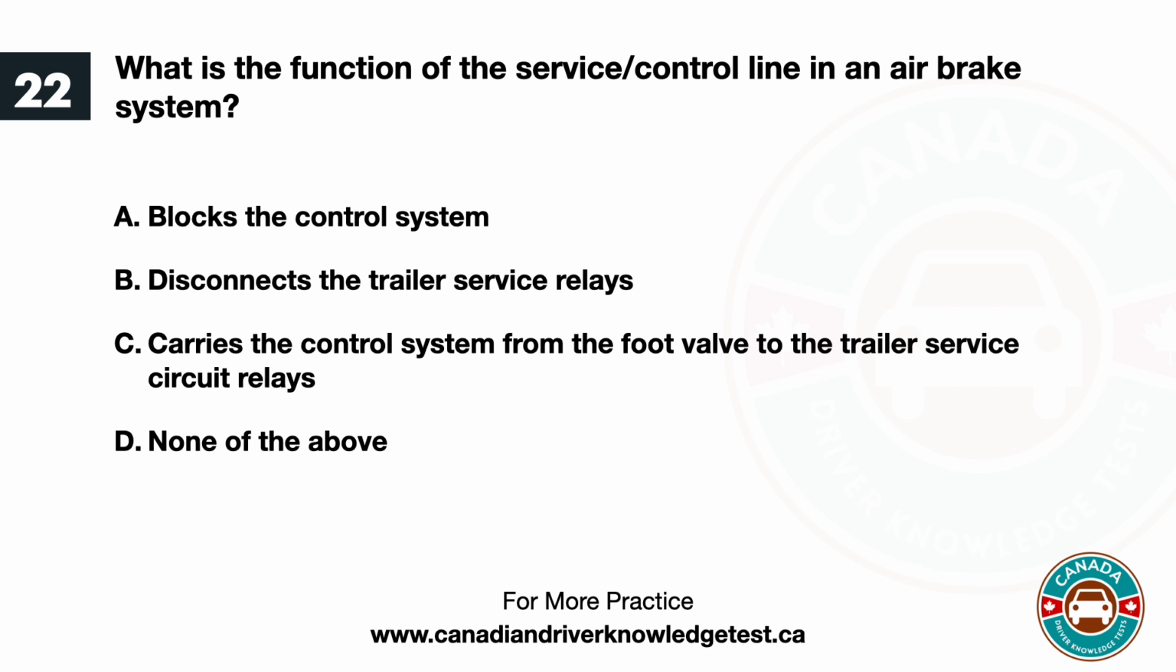Question 22. What is the function of the service/control line in an air brake system? A. Blocks the control system. B. Disconnects the trailer service relays. C. Carries the control system from the foot valve to the trailer service circuit relays. D. None of the above. The answer is C. Carries the control system from the foot valve to the trailer service circuit relays.